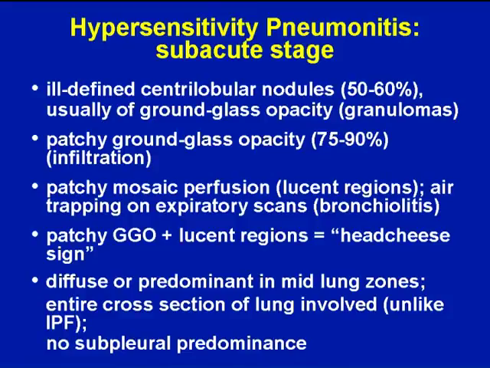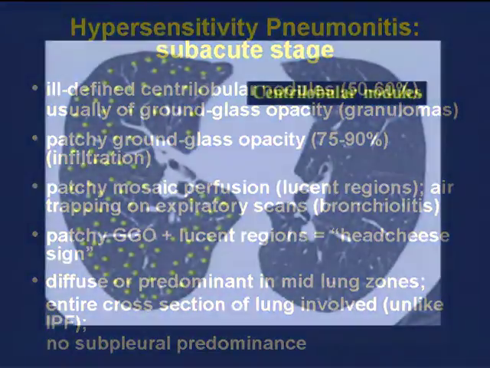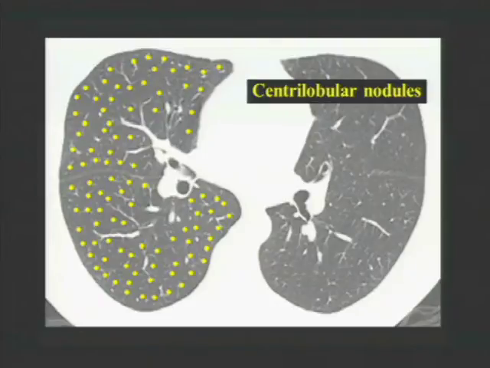Unlike IPF, it involves the entire cross-section of lung. If you're looking at the CT scan, it does not predominate in the periphery, does not predominate in the central lung. It involves the entire cross-section of the lung you're looking at. No subpleural predominance. Now, centrilobular nodules, typical of this condition in many patients.